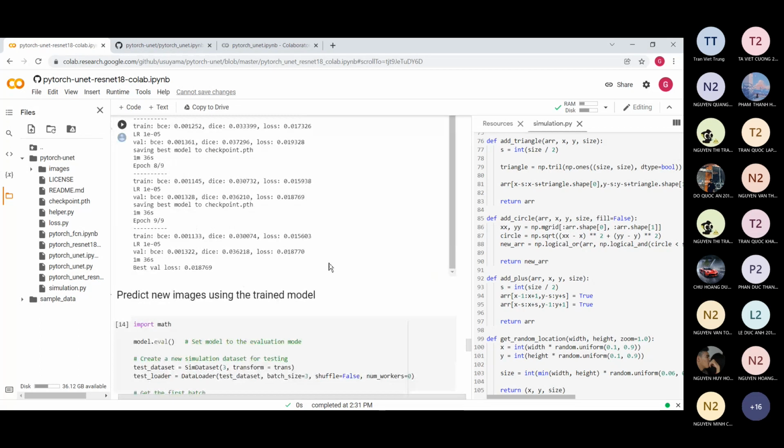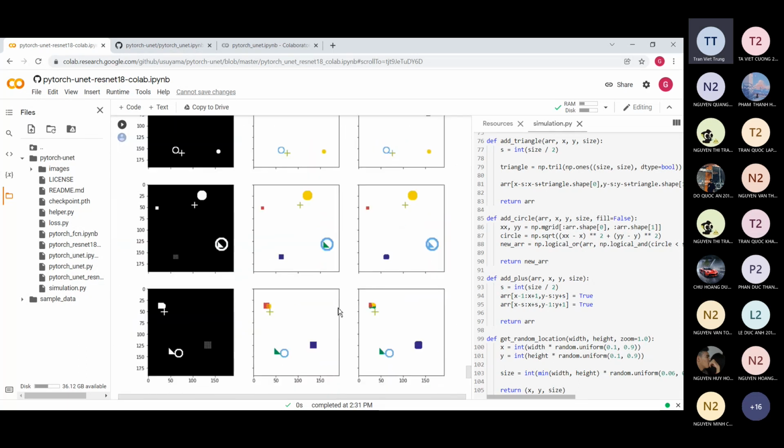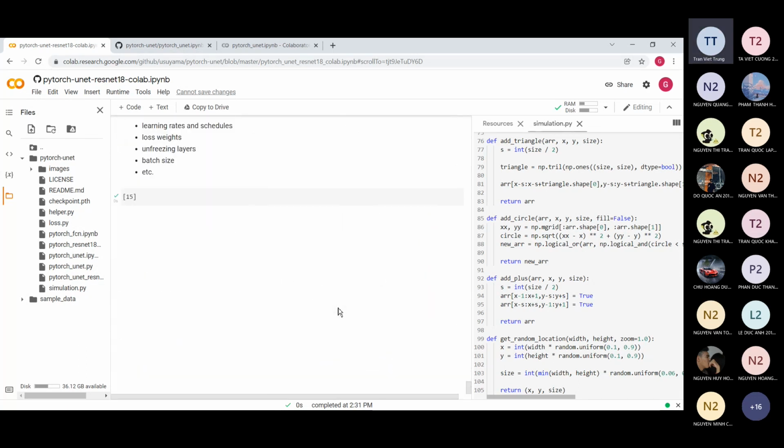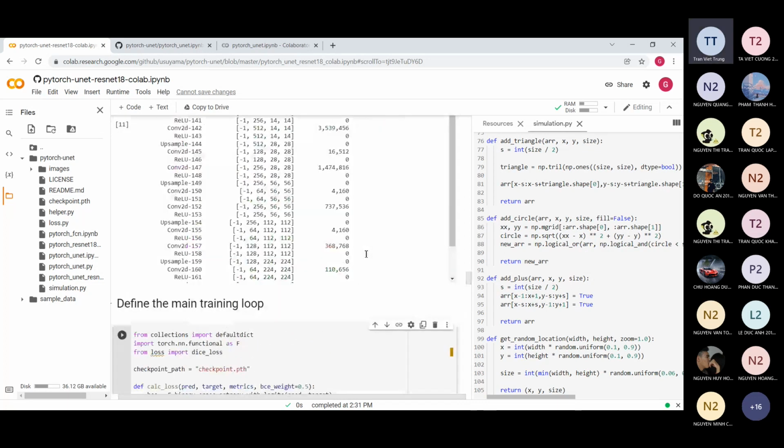Below the train model, I see you test some images to understand the result of the model after retraining. But that's it. Okay. Could you show the code about the upsampling layer? Upsampling layer. Okay.